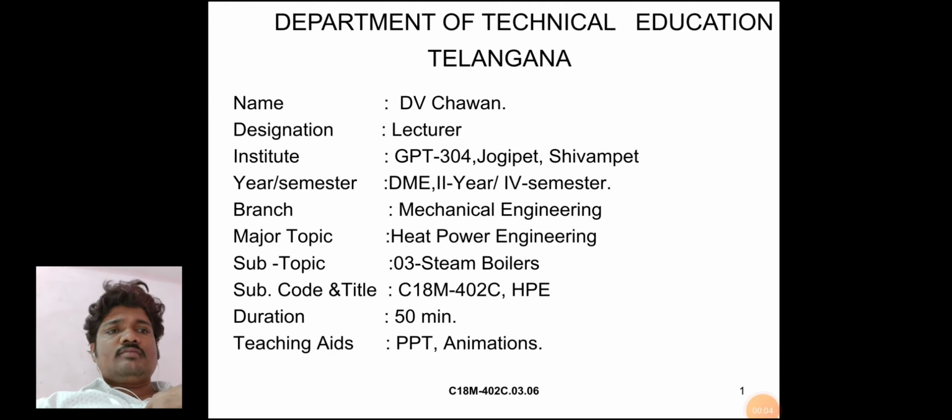Today's class is Heat Power Engineering. The unit is the third chapter, Steam Boiler. The subject code is C18M402C, for DME second year, 4th semester. We discuss today's topic in Heat Power Engineering.